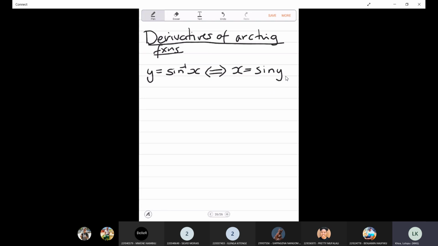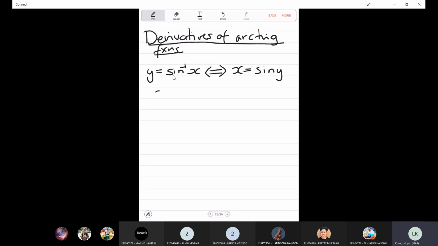Now when I look at this function, I know how to differentiate it because I have a sine. The derivative of sine is cos, and this will be an implicit differentiation, and then I'll have a y prime and then just make y prime the subject of the formula. So this is easier to differentiate than this one because I'm not sure what the derivative of that is.